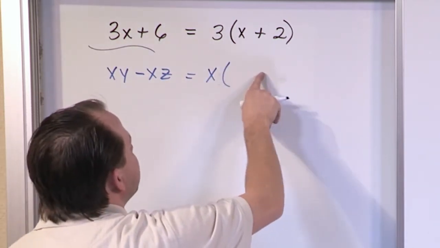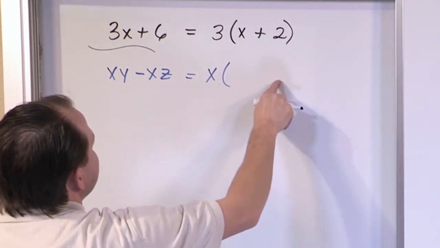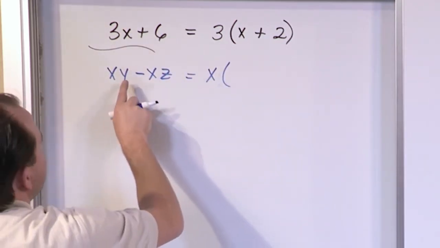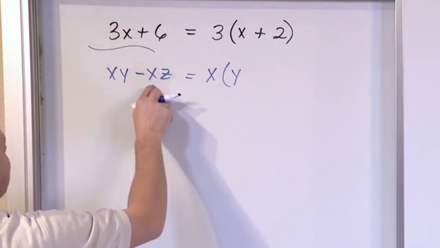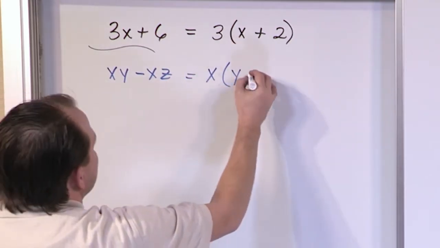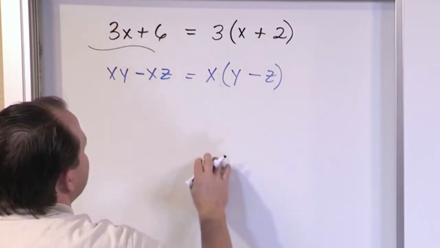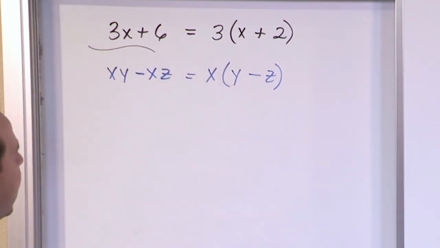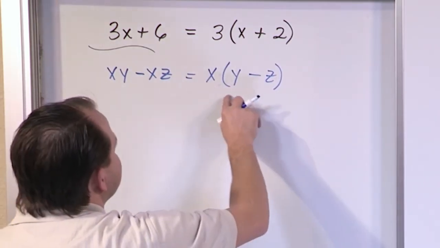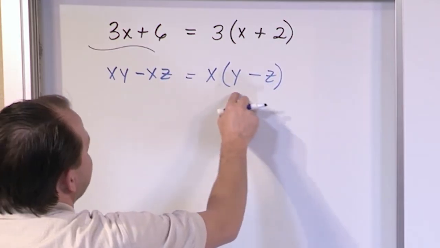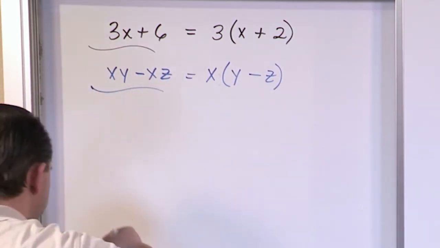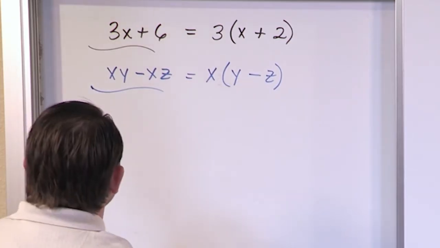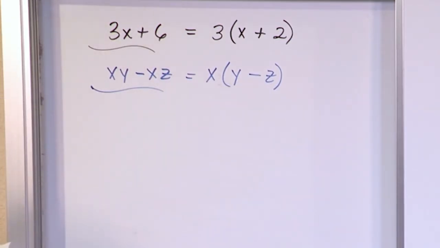Whatever I write in here has to make sense so that after I do the distribution, it equals this. So once I pull it out of the first guy, the only thing left over is y, and once I pull it out of the second guy, the only thing left over is negative z. So this is my factorization, and if you want to check it, you just distribute this, x times y minus x times z, and that's exactly what we started with. So it takes a little bit of practice at first, but quickly you will get the hang of it.